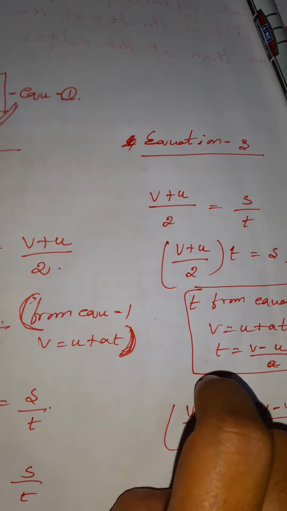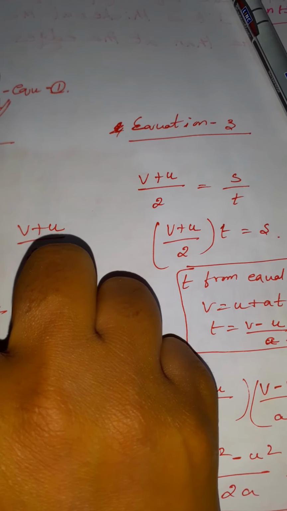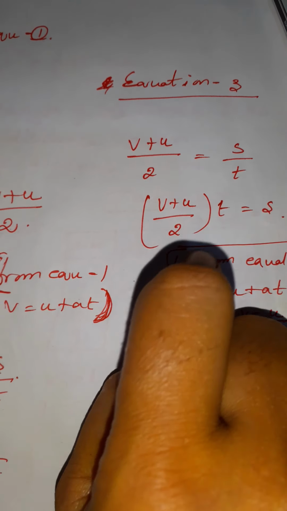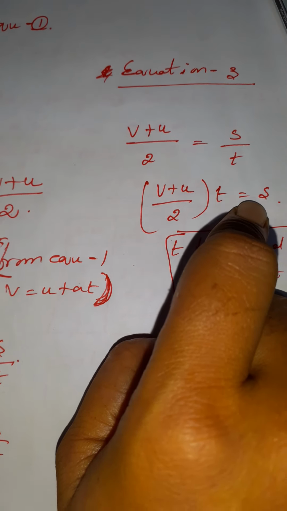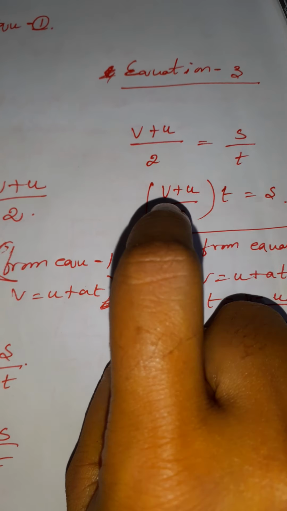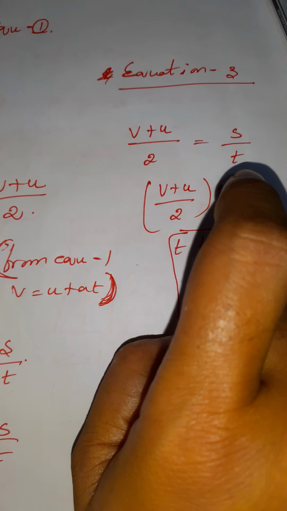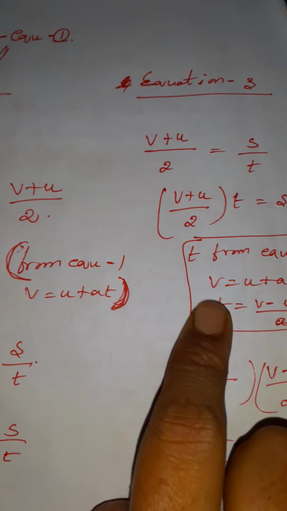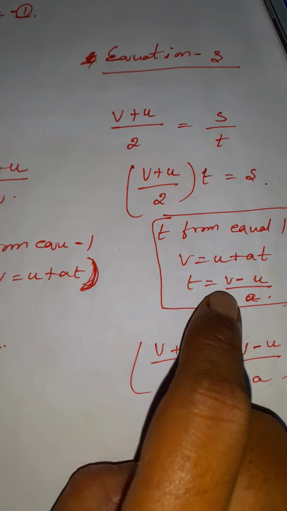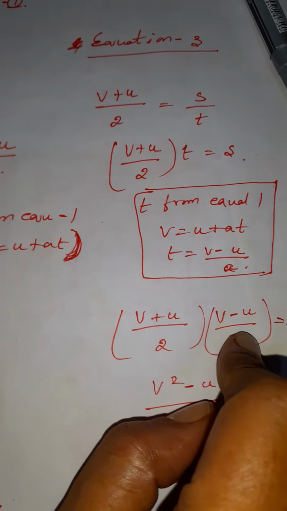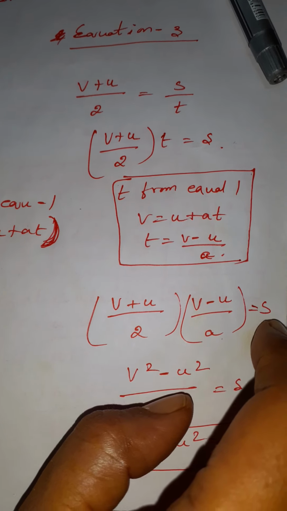Third equation of motion. Again we will be starting with the second equation. What we are saying, second equation, velocity is equal to displacement by time. Average velocity is equal to displacement by time. Average velocity into time is equal to your displacement. Here, in the second equation we are substituting V. In the third equation we are substituting the value of T. Where are you getting the value of T from? From the first equation we are getting V is equal to U plus AT. So T is equal to V minus U by A. So V plus U by 2 into T. Instead of T I am writing V minus U by A is equal to S.